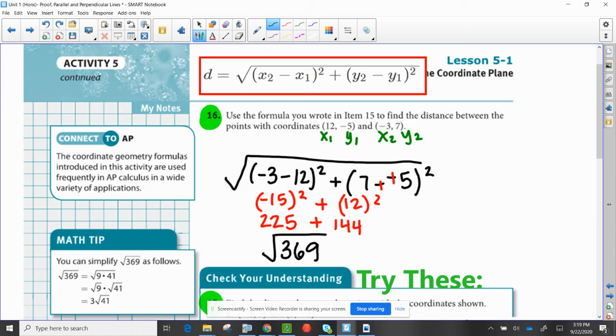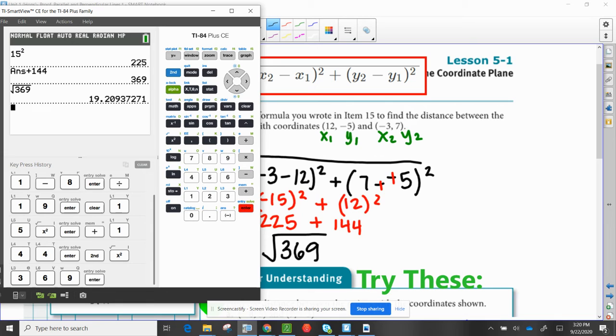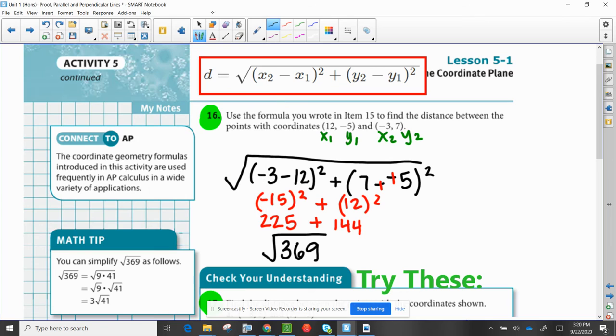Okay, so now we just got to see, is that a perfect square or is it not? Let's double check in our calculator. Now, if it is a perfect square, we're not going to get just a whole number here. If it's not, we're going to get a decimal. Okay, so let's see. Oh, bummer, we got a decimal. So what we're going to do is simplify this radical then, so we get the simplified answer.